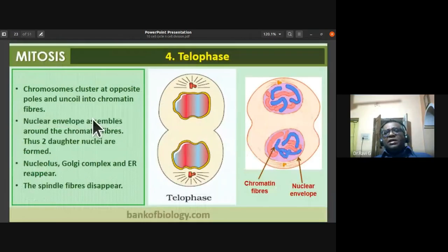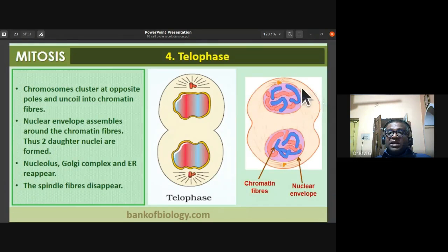In the telophase, the final stage of karyokinesis in mitosis, the chromosomes cluster at opposite poles and uncoil to form chromatin fibers. The nuclear envelope reappears and assembles around the chromatin fibers. Thus two daughter nuclei are formed, and the nucleolus, Golgi complex, and endoplasmic reticulum reappear. The spindle fibers disappear. These are the things happening in the telophase.